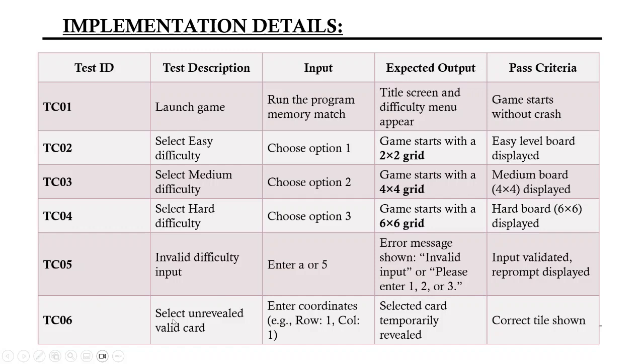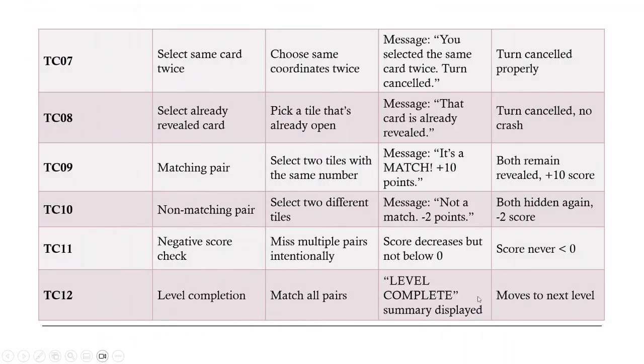In test case 6, select and reveal a valid one. Enter coordinates row 1 column 1. The card is temporarily revealed and the correct tile shows. In test case 7, if we select the same card twice, the message appears on the screen: you selected the same card twice, turn cancelled. In test case 8, if the selected card is already revealed, the message appears showing that the card is already revealed, choose another card.